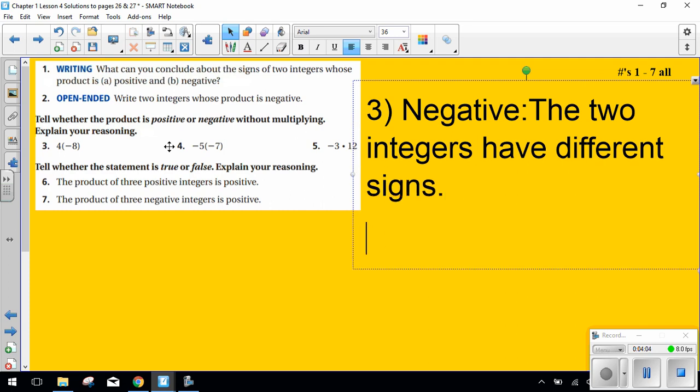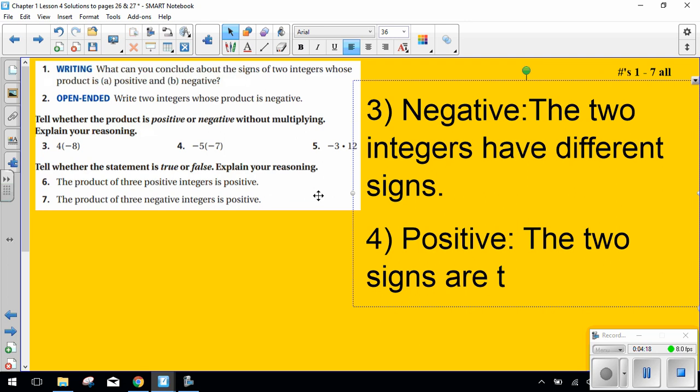Okay, number 4. I have a negative 5 and a negative 7 being multiplied together. So my solution is going to be positive. How do I know? The two signs are the same. When I have two of the same signs, my solution is always positive.